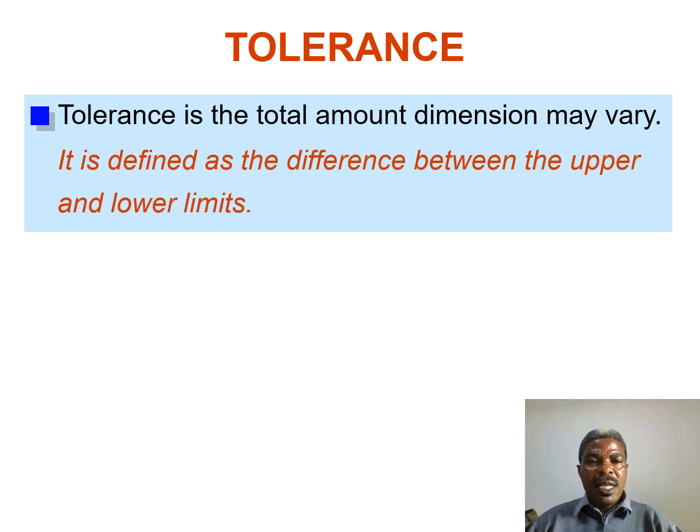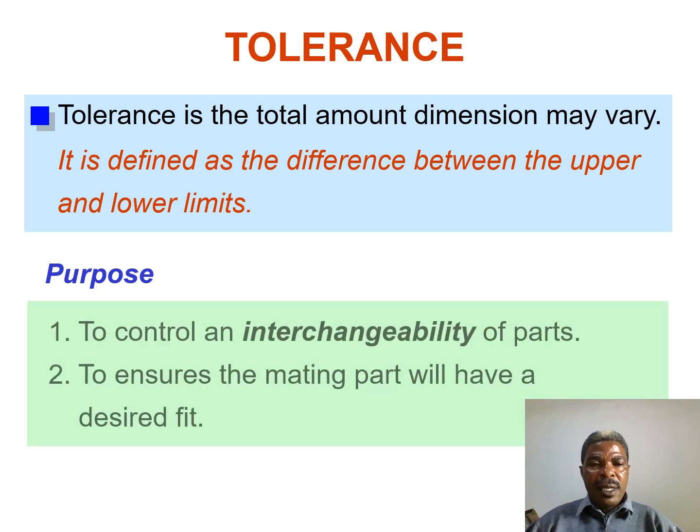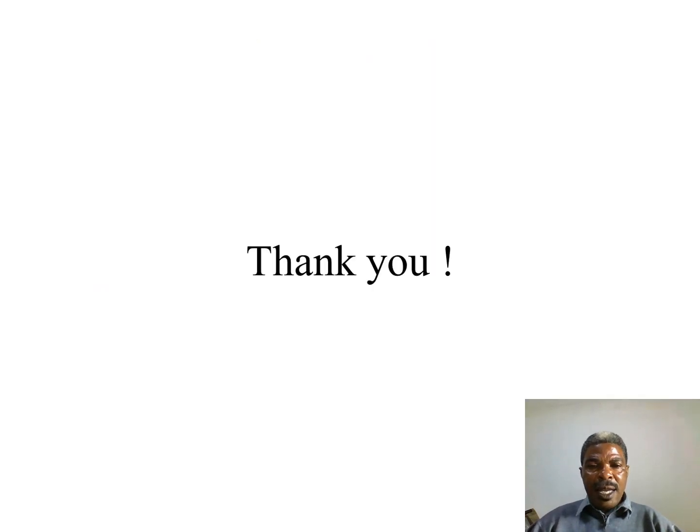Tolerance. Tolerance is the total amount a dimension may vary. It is defined as the difference between the upper and the lower limit. The purpose of this is to control interchangeability of the parts, to ensure the mating parts will have a desired fit.